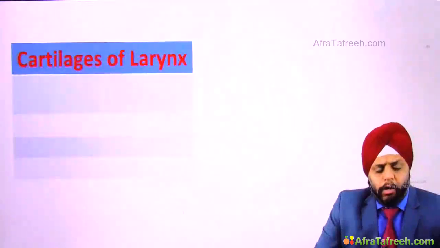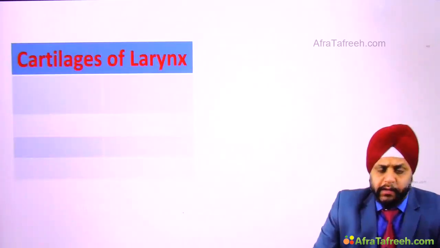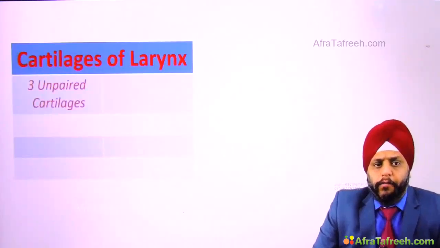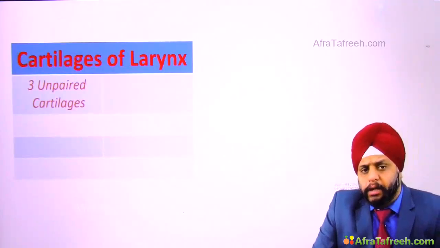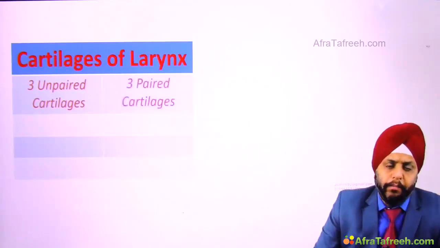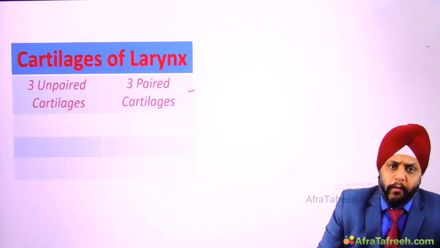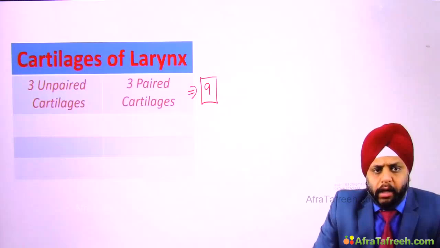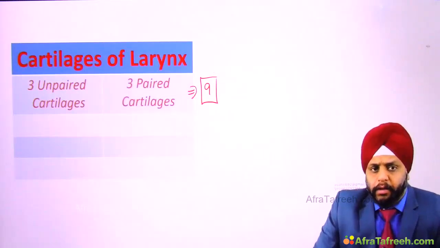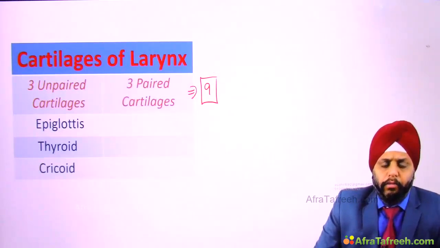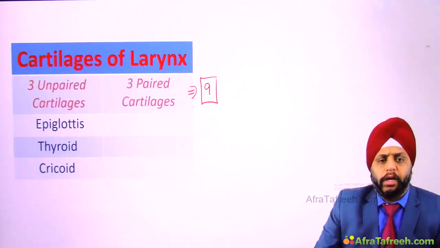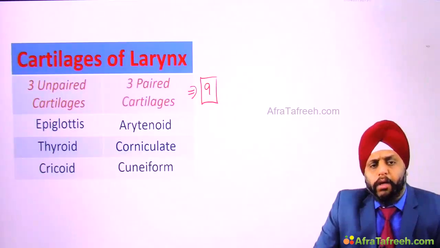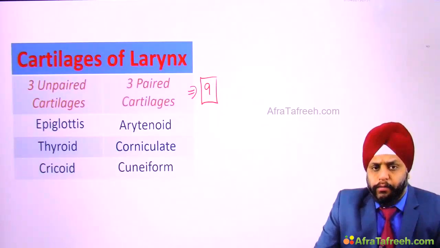Now how many cartilages are there in the larynx? As we saw, this larynx is a cartilaginous structure. It consists of how many cartilages? Three unpaired and three paired cartilages. So total number of cartilages is 9. So what are the unpaired cartilages? We just saw epiglottis, thyroid and cricoid. The three paired cartilages are arytenoid, corniculate and cuneiform.